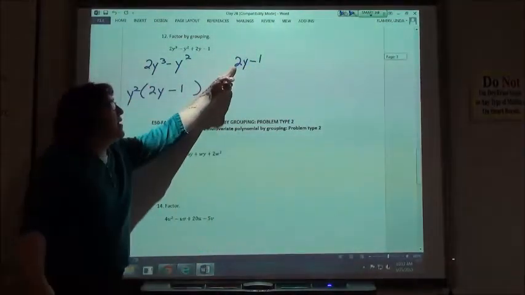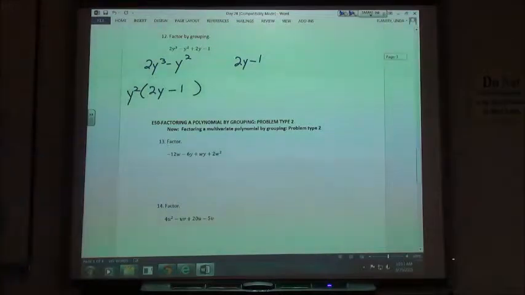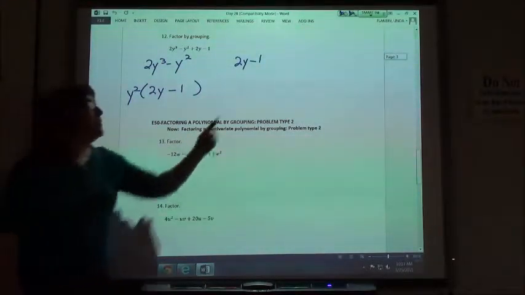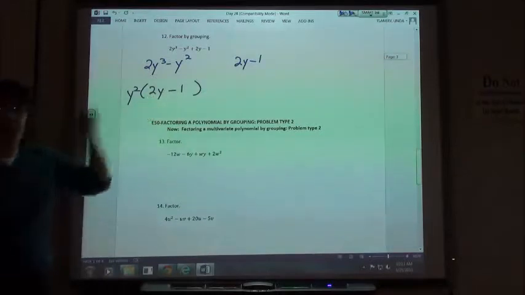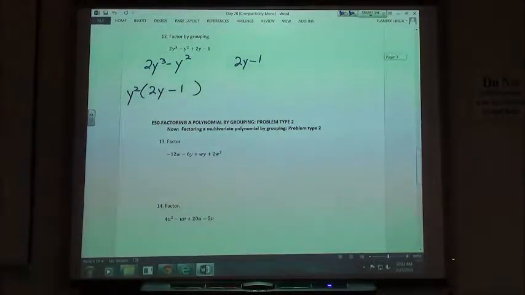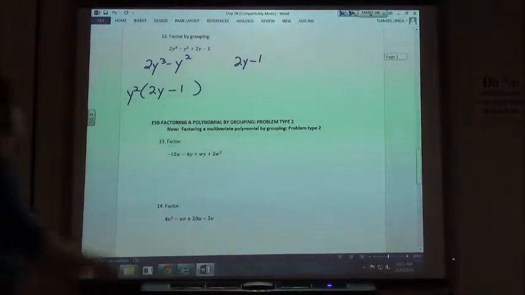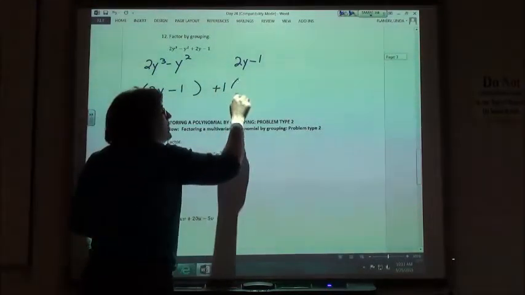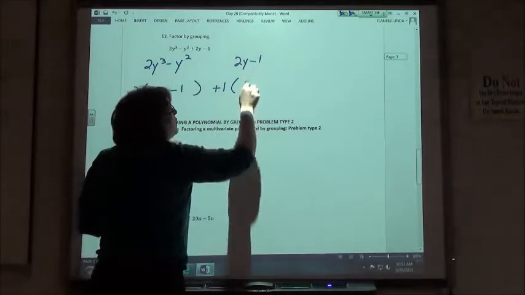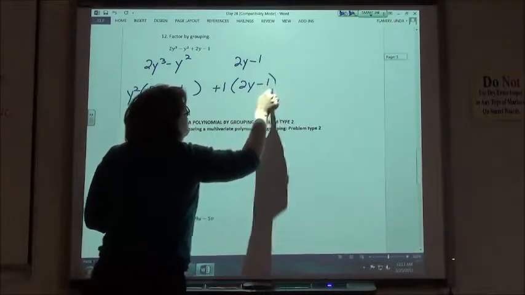What do I need to divide out of 2y to get 2y? I put this one on here for a reason. What do you divide 2y by to get 2y? A positive 1, exactly. So I'm going to have a plus 1 in front, and if I divide both of those by 1, I get the same thing.